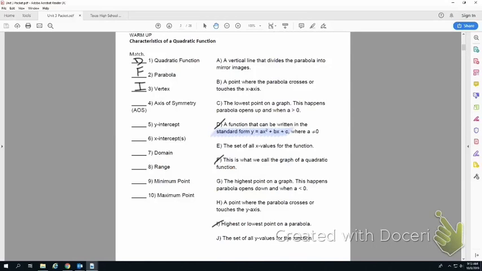Gavin, the axis of symmetry. What is it? Thank you, Gavin. Alessandra, the y-intercept. H. And the x-intercept. B. Good. Hopefully x-intercept and y-intercept are self-explanatory.